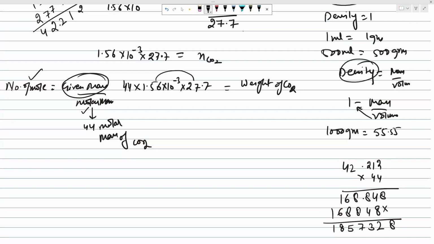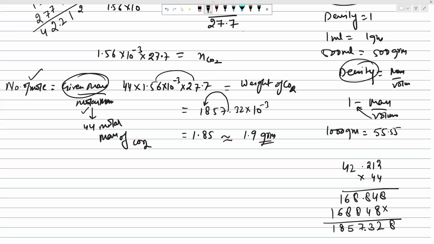So approximately you will get 19 point something. You have to put the decimal after 3 digits, 1, 2, 3 here. And this is 1857.32 into 10 raised to the power minus 3 is also here. So you have to put the decimal to this place. You will get 1.85 grams, which is approximately equal to 1.9 grams.